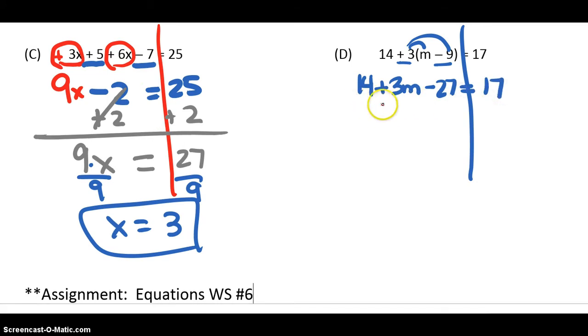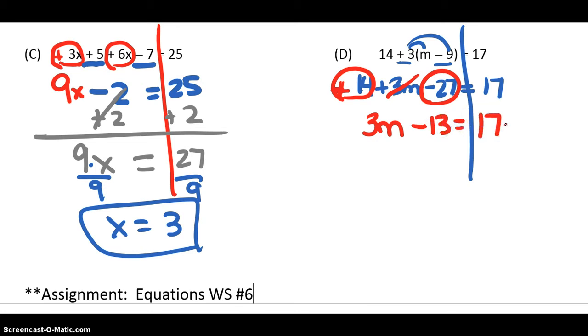So then I look at the left-hand side and I have a 3m by itself. It doesn't have any like terms. So I use that up, but what else do I have left? I have a positive 14, because if there's nothing in front of it, it means it's plus. And I have a negative 27. So I really have 3m minus 13 equals 17. Now I'm back to a two-step equation, which is what you have been using and doing in class for a few days. So at this point, you think, what do I do next?